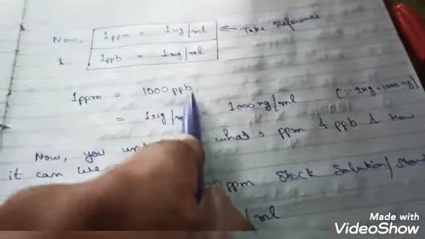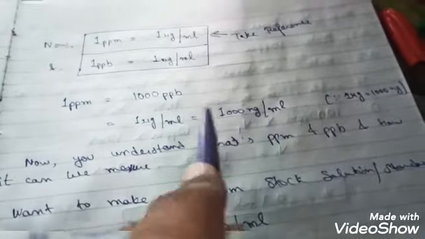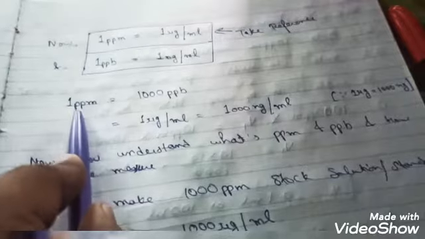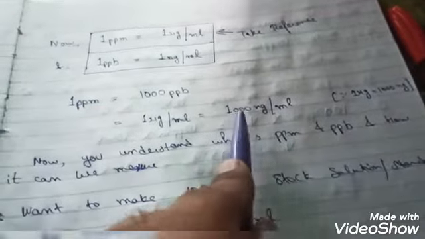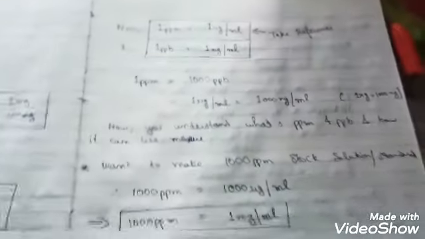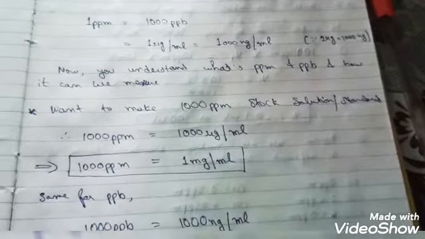If we write 1000 ppb is equal to 1000 nanogram per ml, then 1000 nanogram is equal to 1 microgram, so it is equal to 1 ppm. Please also write this equation and remember. So what is next? Now you understand what ppm and ppb are.